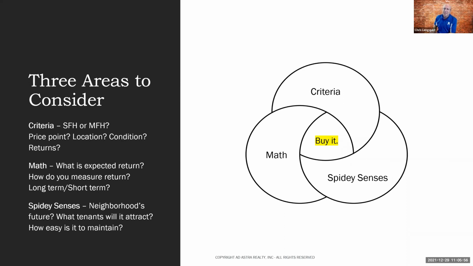I could do another entire 2 hours on criteria alone, but that's not why we're here today. We're here to talk about math. We're going to go through some very basic expectations of returns and how to measure them, and we'll cover that in a second. The third area I really want to talk about is spidey senses, which I used to call voodoo. What I mean by that is you're a realtor. You know whether a neighborhood is going up or going down. So are you taking a chance on one of those 2 things?